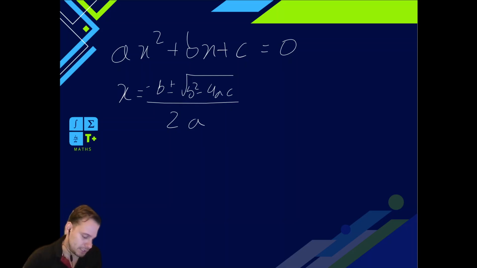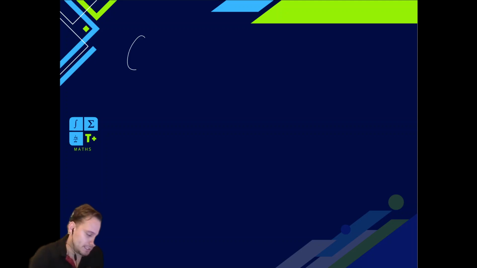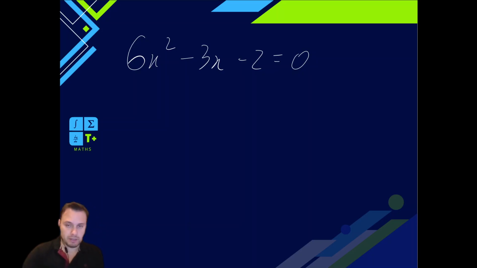So, for example, let's say that we're going to solve 6x squared minus 3x minus 2 equals 0. I have no idea what this may give me. I know that we have two solutions because this is positive and this is negative, so we have to have two solutions. But then we'll see where we get there. So now we plug in.